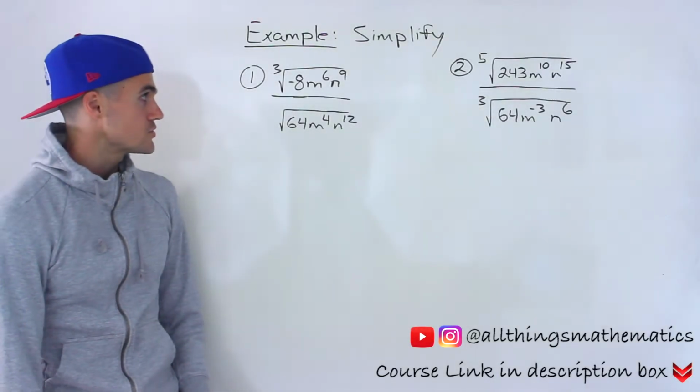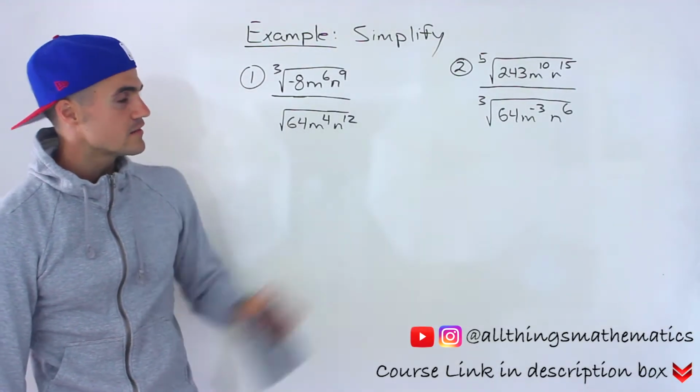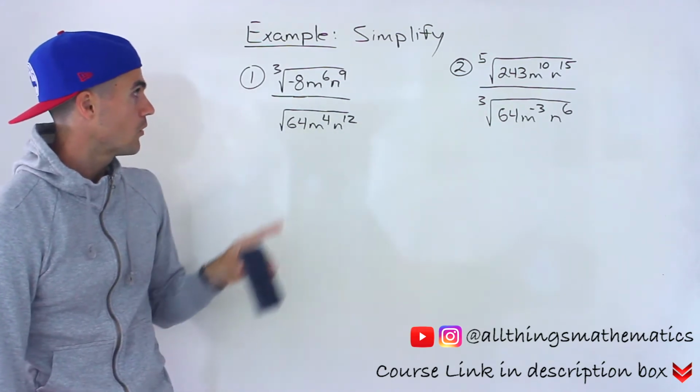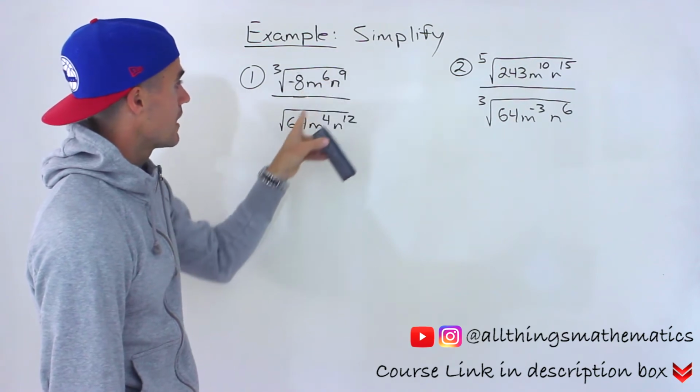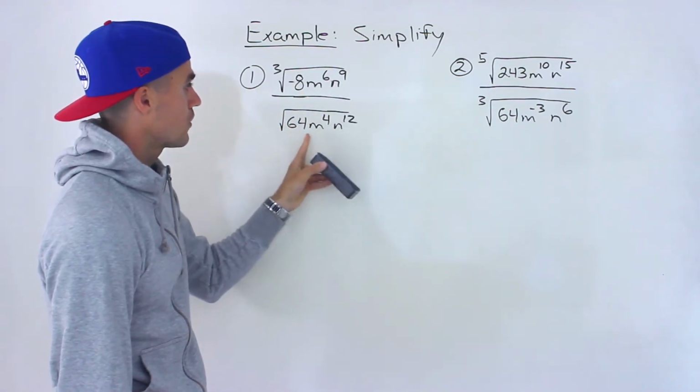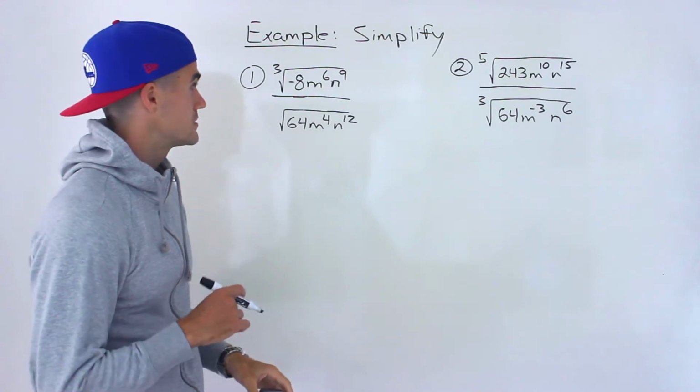Patrick here, and moving on to the next video, we got to simplify these two expressions. So starting with number 1, we got the third root of -8 m to the 6 n to the 9 all over the square root of 64 m to the 4 n to the 12.